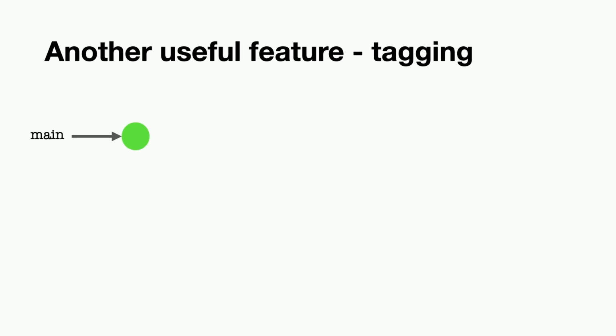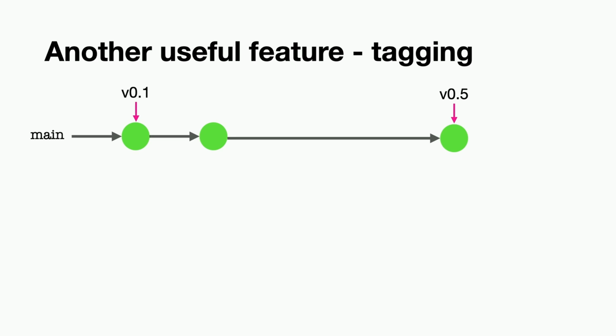Okay, so let's do this again. So we are here on the main and have some nice state we want to refer back to later. We can add the name. So let's say this is version 0.1. We're working on it, making changes. And at some point we want to say, okay, I'm also happy with this. So let's say version 0.5. And then continue work, and version 1.0 and so on.